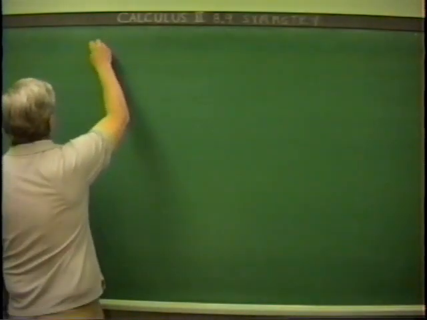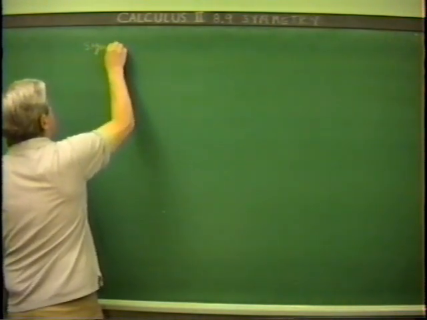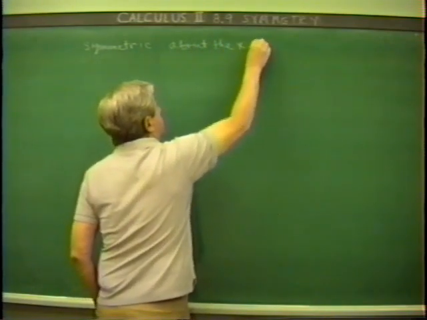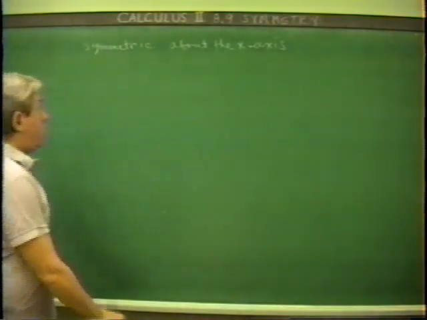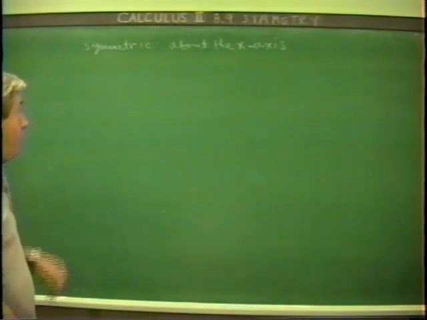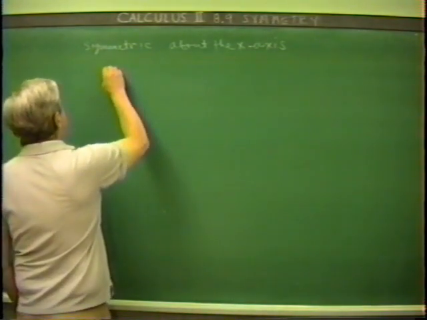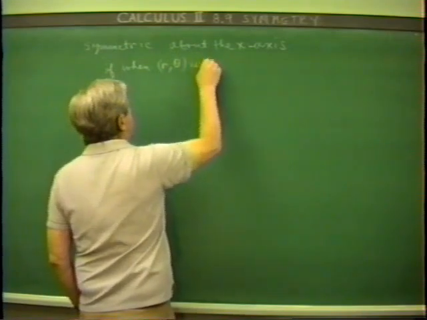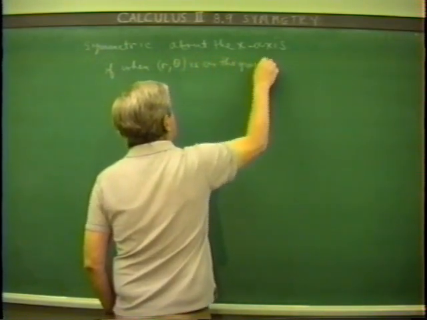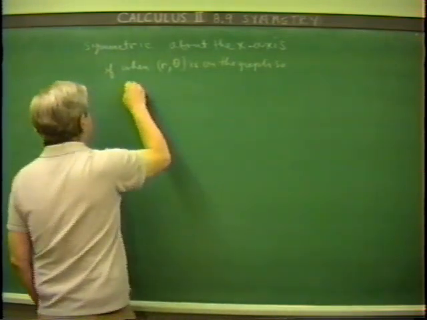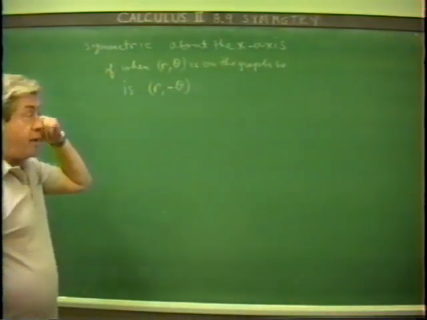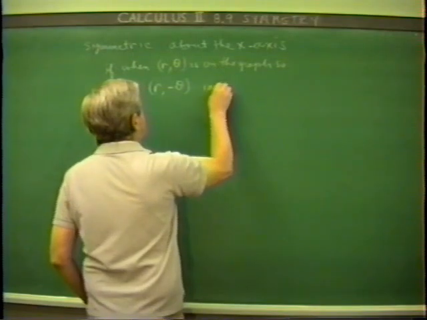I want to say something now about symmetry in polar coordinates. A graph is going to be symmetric about the x-axis, which is certainly a possibility in polar coordinates, whereas a function can't be symmetric about the x-axis unless it's 0. It's going to be symmetric about the x-axis if, when (r, theta) is on the graph, so is (r, minus theta). That's to say, when this point (r, theta) is on the graph, so is (r, minus theta).